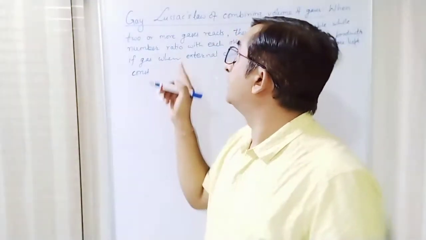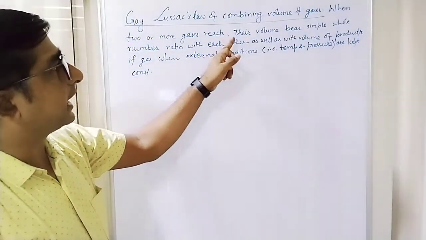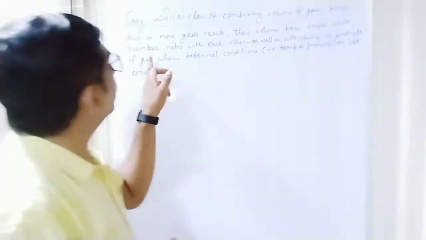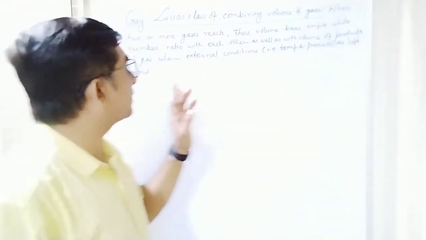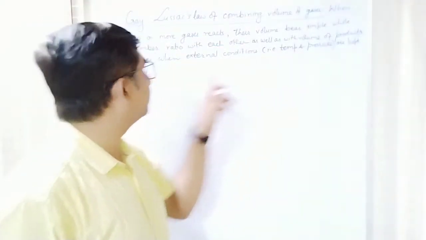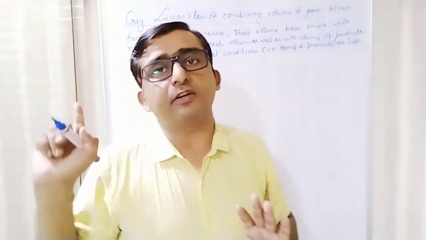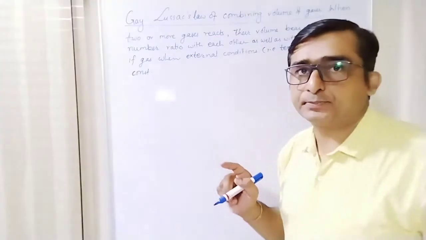So Gay-Lussac's law of combining volume of gases: when two or more gases react, their volume bears a simple whole number ratio with each other, as well as with the volume of products if gas, when external conditions are kept constant. This law is said to be Gay-Lussac's law of combining volume of gases.